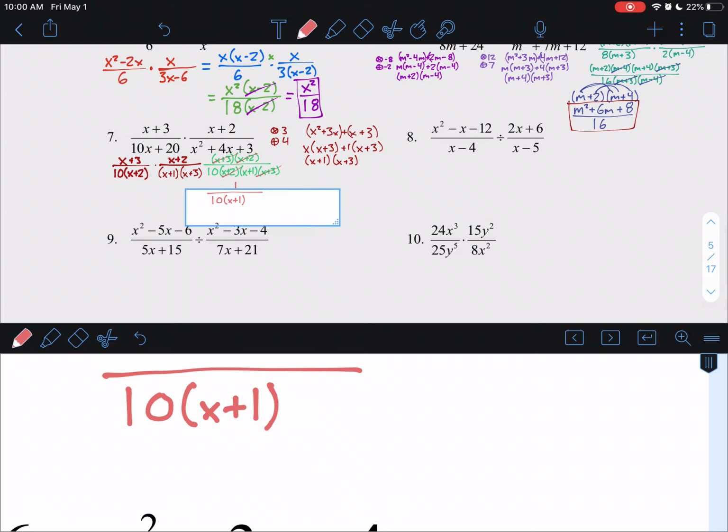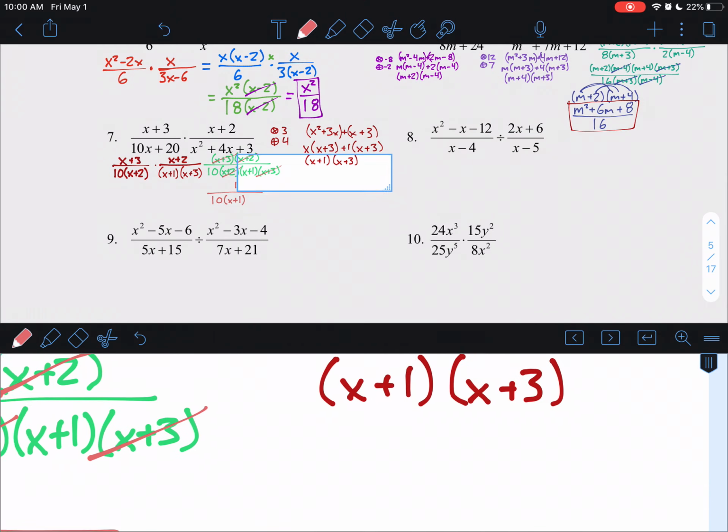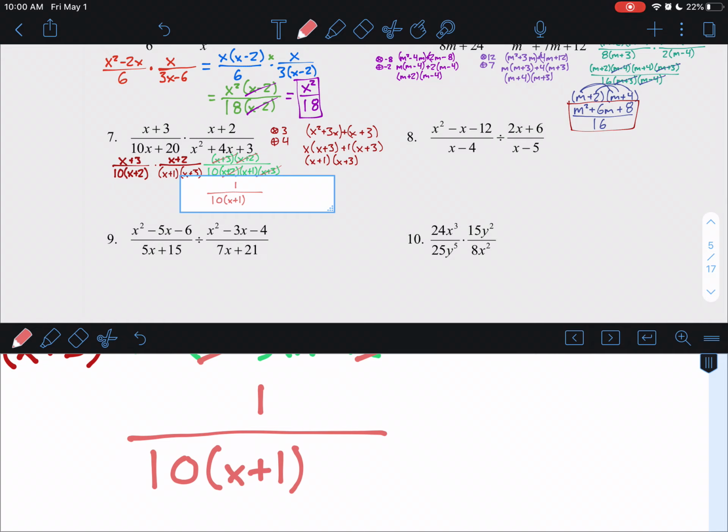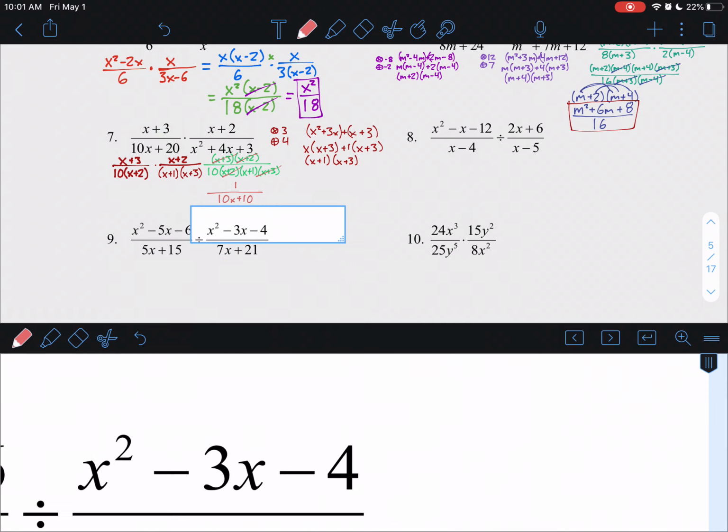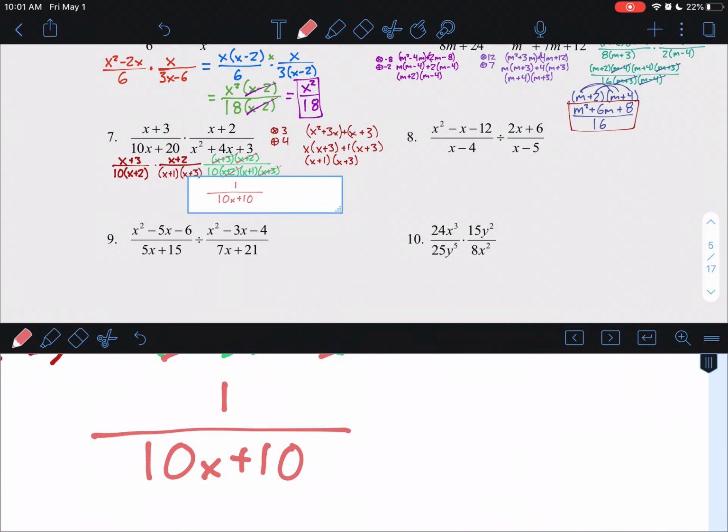But just like with problem number 2 and problem number 6, I have to multiply these two together now. So I multiply 10 times x plus 1, which is 10x plus 10. So the solution to x plus 3 over 10x plus 20 times x plus 2 over x squared plus 4x plus 3 is 1 over 10x plus 10. And I'll put a box around that, because why not?